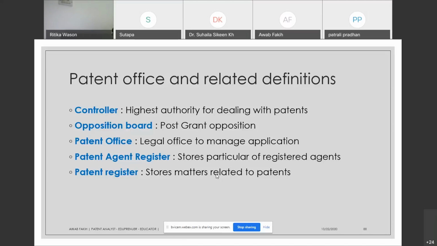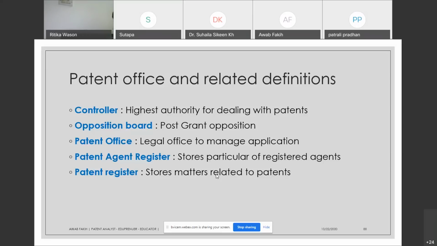He will check whether the procedural formalities are completed or not, and whether any objection should be raised in the application. He will look after all those things. He will complete his duty and transfer the application to the controller. The controller is something like the head of a college, right? We have a director or principal in our institute, and the controller is the same thing in the patent office.